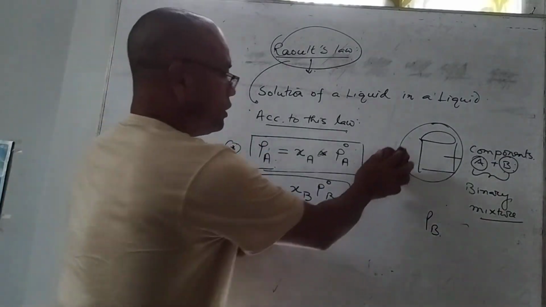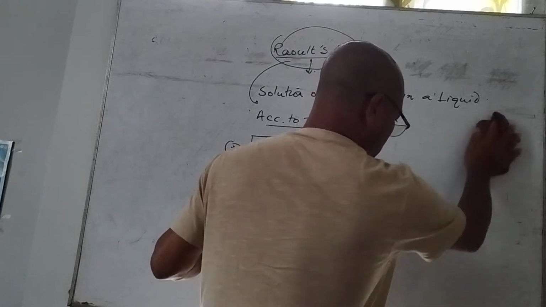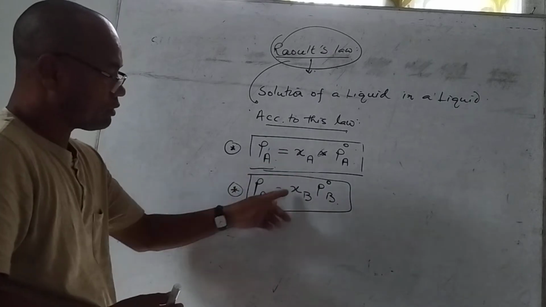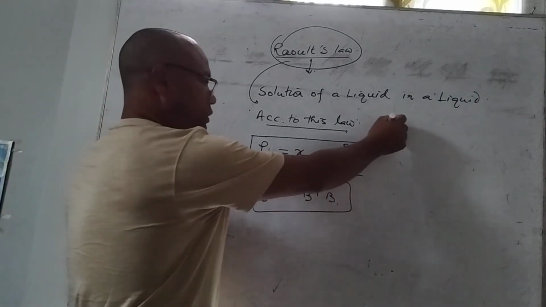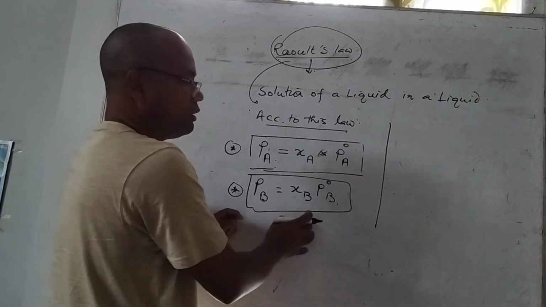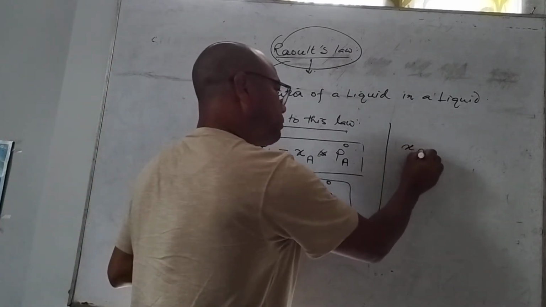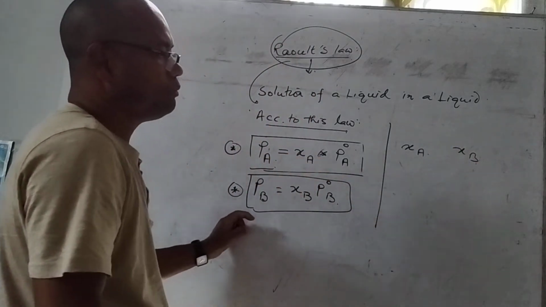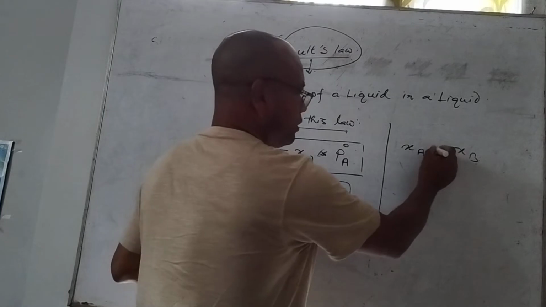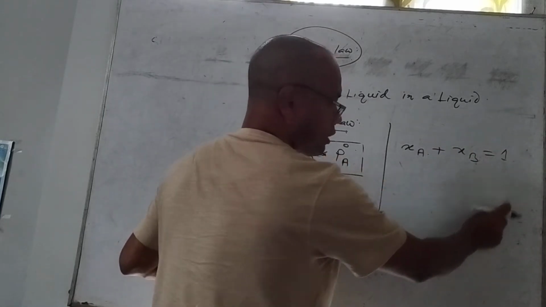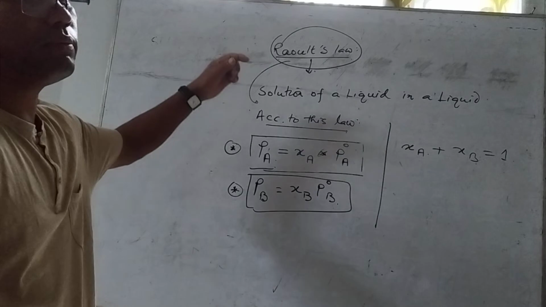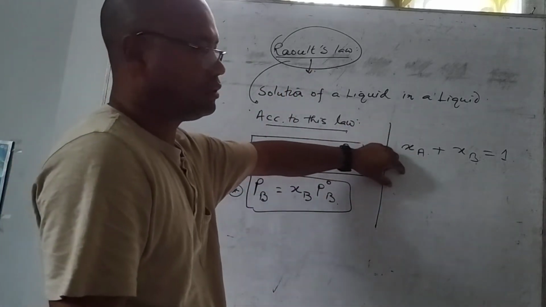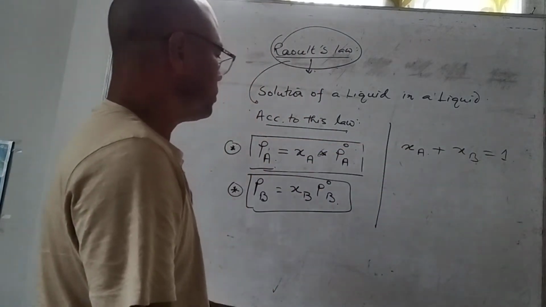Now here, in the previous classes we saw how to calculate the mole fraction of component A and the mole fraction of component B. One very important point is that the sum of the mole fraction of component A and component B is always unity, 1. That means the sum of the mole fractions of all the components present in the solution is always 1, right?